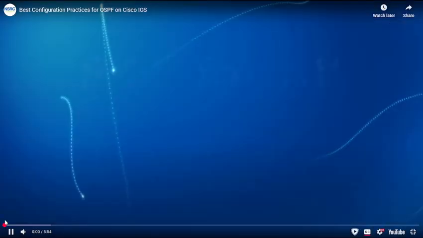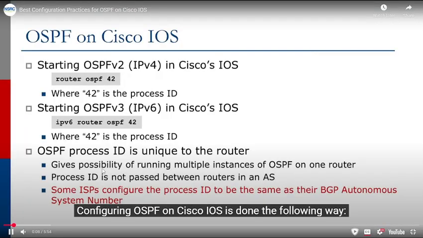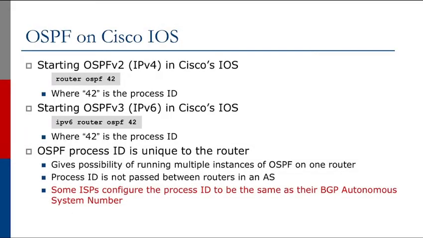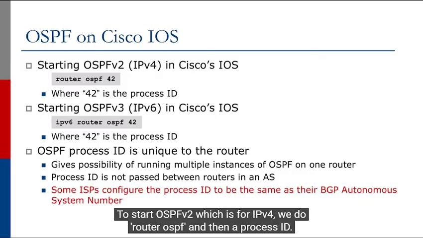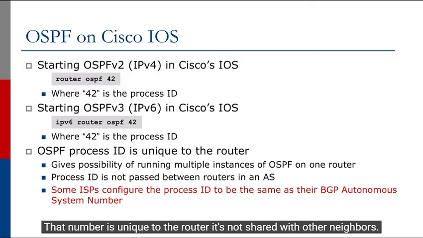Configuring OSPF on Cisco IOS is done the following way. To start OSPF v2, which is for IPv4, we do router OSPF and then a process ID. The process ID can be any number. That number is unique to the router. It's not shared with other neighbors.